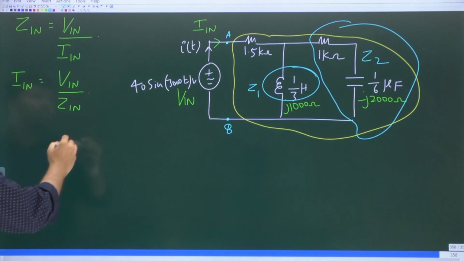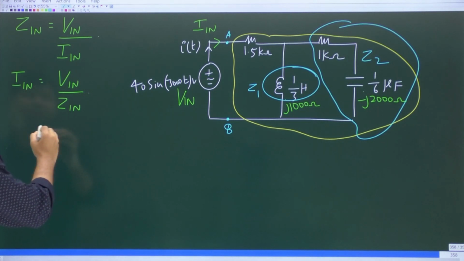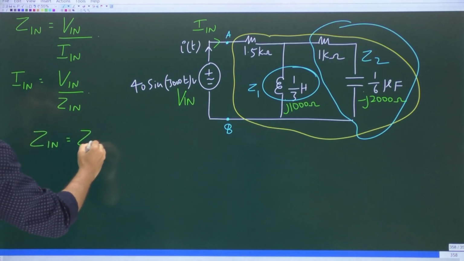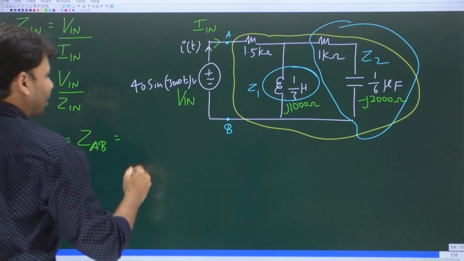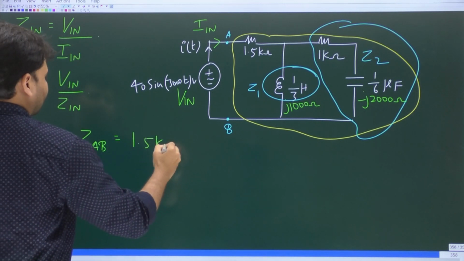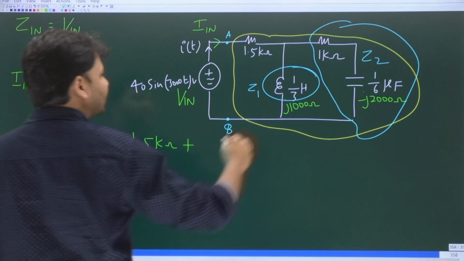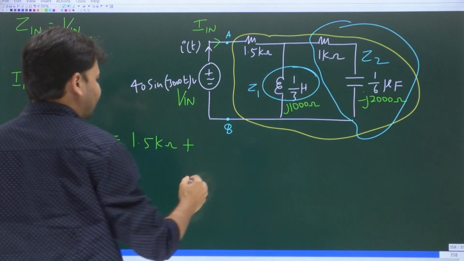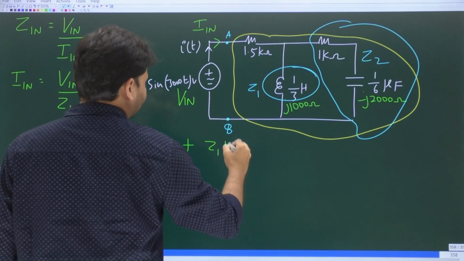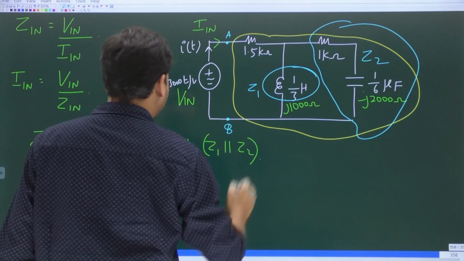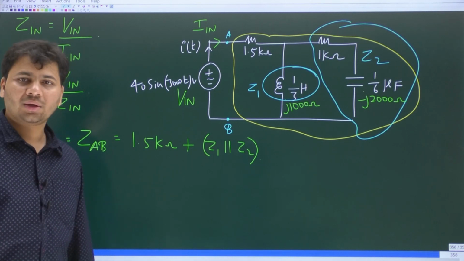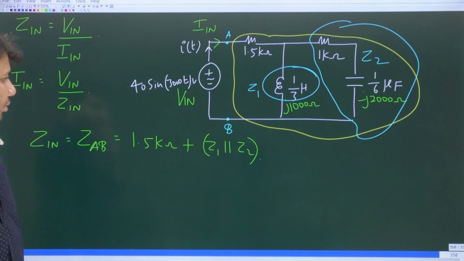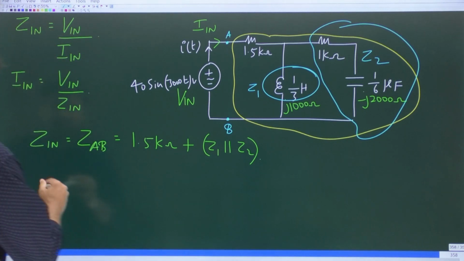So is it not going to be this, the input impedance, which is same as the net impedance between A and B? It will be equal to 1.5 kilo ohms plus the parallel combination of Z1 and Z2. So it is Z1 parallel Z2. I hope this makes sense. 1.5 kilo ohms plus Z1 parallel Z2. So what is Z1? Let me write that.